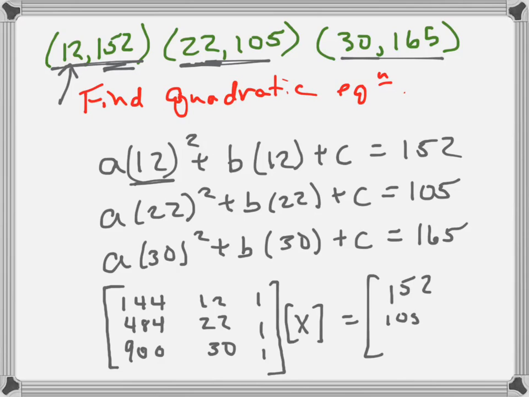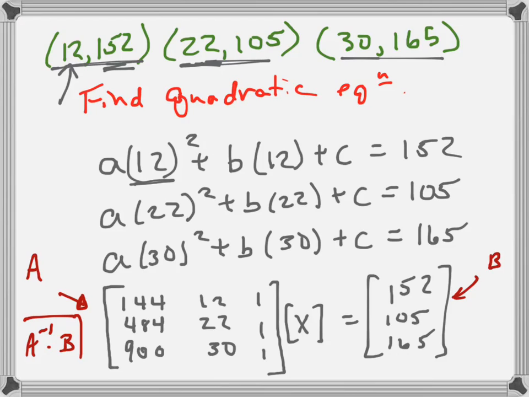152, 105, 165. So if you remember, what you do is you punch this first matrix into your calculator, a 3x3, and you call it A. You punch this one in and call it B, a 3x1, and then you do A inverse times B, and you hit equals, and it gives you your a, b, and c. So give that a shot. Tell me what you get.